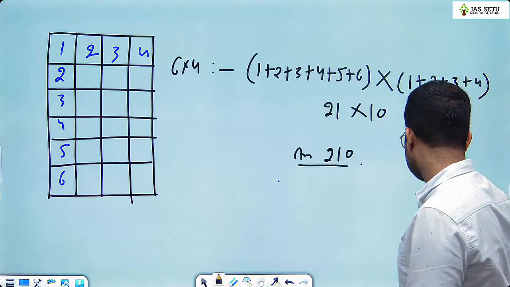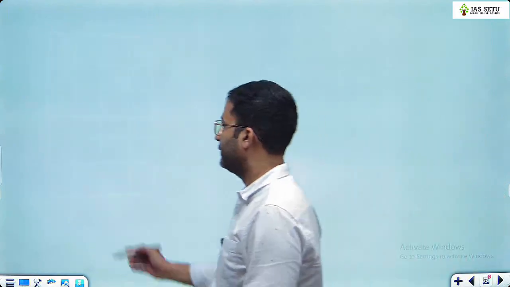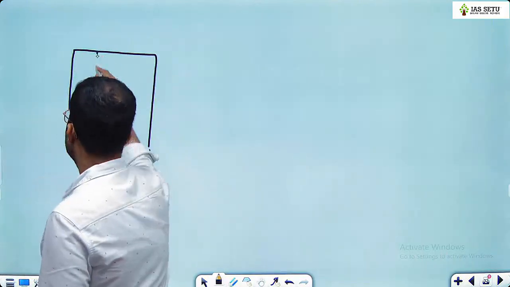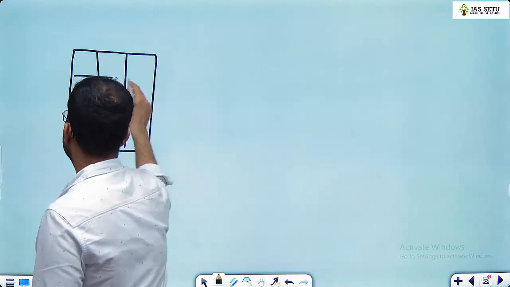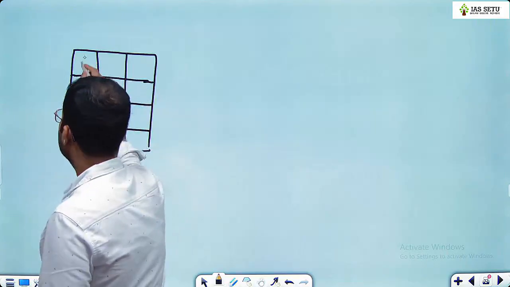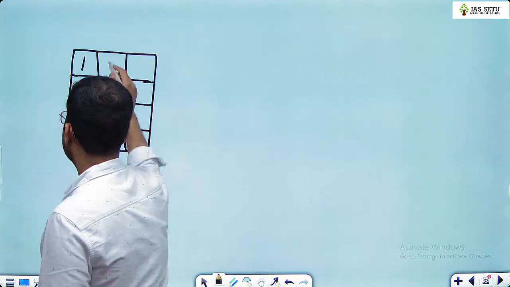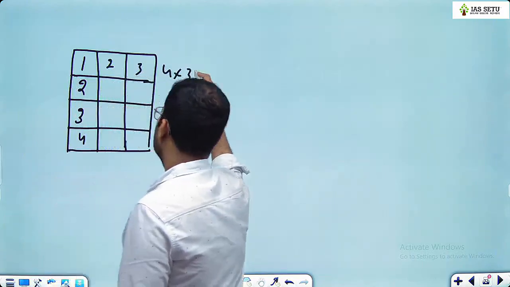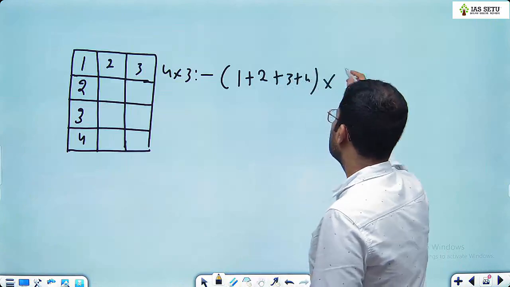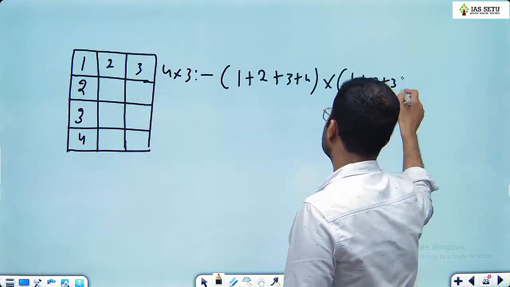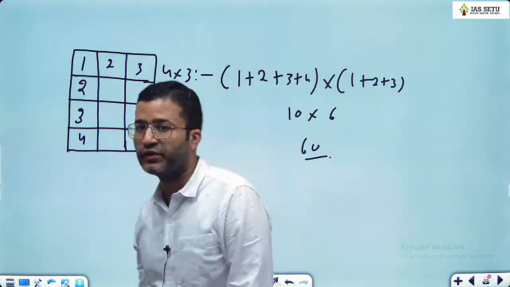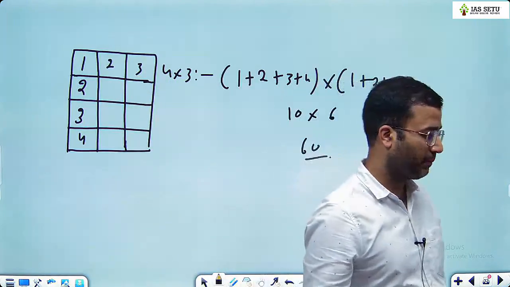I take one more. This given figure is 4 by 3. Bracket start 1 plus 2 plus 3 plus 4. Second bracket start 1 plus 2 plus 3. This is 10 into 6, 60. This given figure has 60 rectangles.